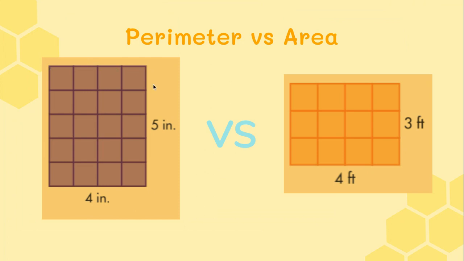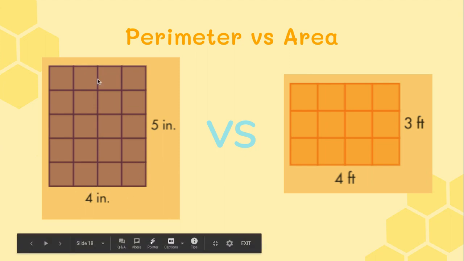I can either count these boxes all the way around, or I know that this is 5. So this is also 5, which equals 10. 5 plus 5 is 10. This is 4, and I know that this is also 4. And 4 plus 4 is 8. 10 plus 8 is 18. So my perimeter for this shape is 18 inches.